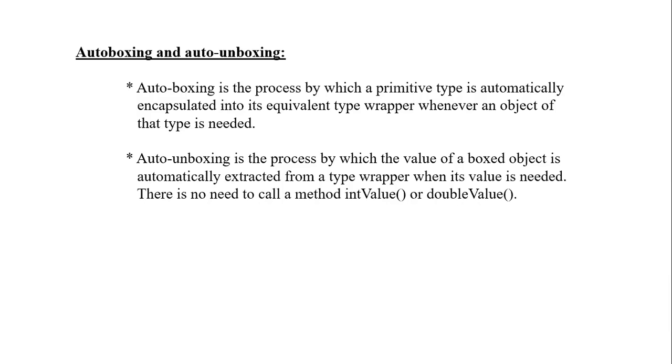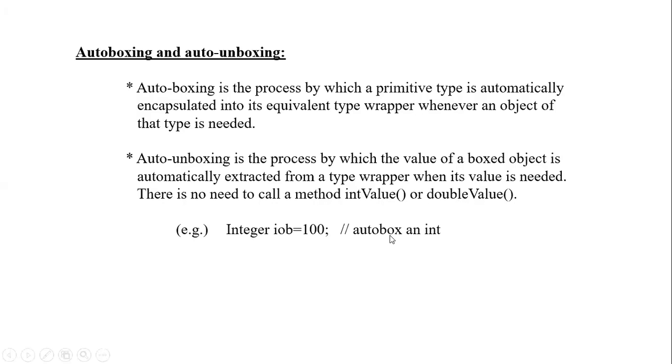Auto unboxing, so that was boxing, that means creating a gift wrapper. Unboxing is taking out data from an already wrapped value, right? Auto unboxing is the process by which the value of a boxed object is automatically extracted from a type wrapper when its value is needed, right? So to do this, you will have methods called, if you want to take out the integer value, intValue. If you want to take out a double value, then the doubleValue method.